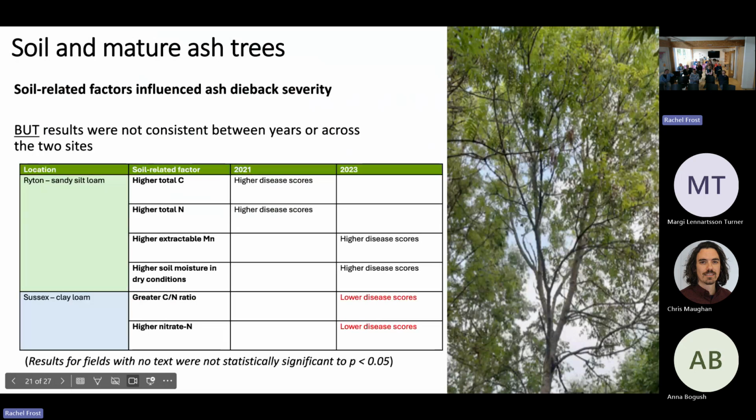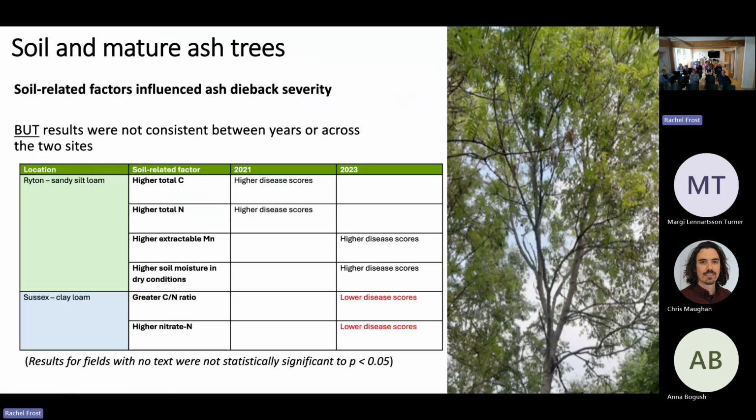So we now come to what I actually found from the PhD. So for mature ash trees, soil-related factors did significantly, statistically significantly, influence ash dieback severity. However, the results weren't consistent between the two sites, and they weren't consistent across the years. Now, it might be I only took the soil samples the once, so the soil samples taken early on are likely to have been more closely related to what was going on at that time.